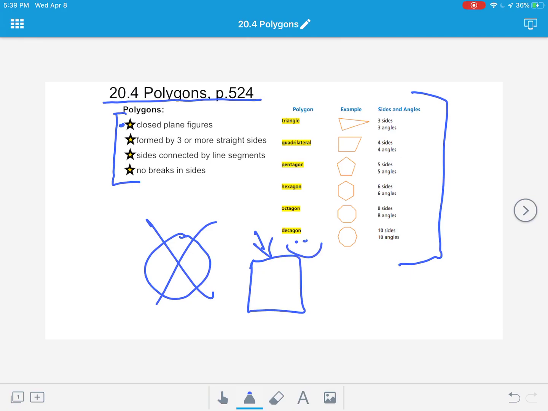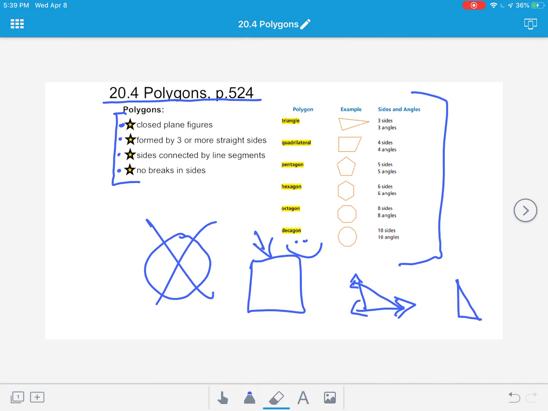All right, so next, polygon sides have to be connected by line segments. So they don't continue in all directions forever. They are line segments, which means they have an end. They don't continue. And then, like I mentioned before, there can be no breaks in the sides of a polygon. So that's important to look out for as well.